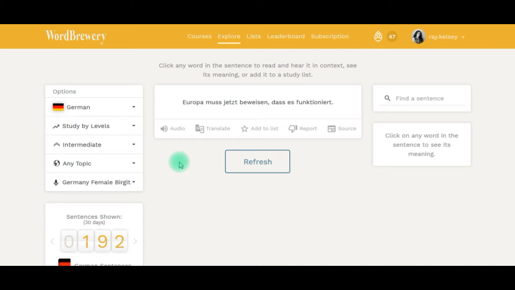Okay? So this is the equivalent of saying, in this case, Europe must prove. It's in the present tense. Very simple construction, and it's a verb bracket.